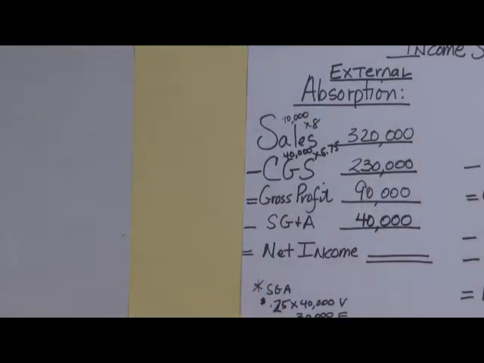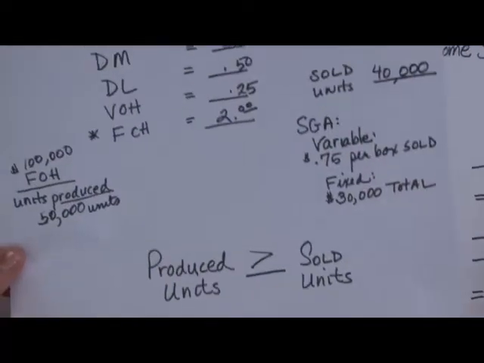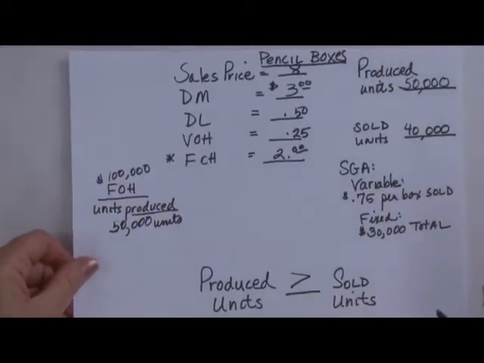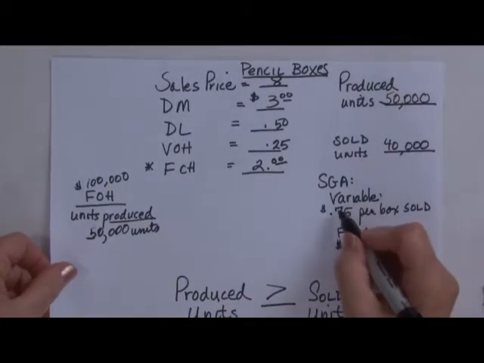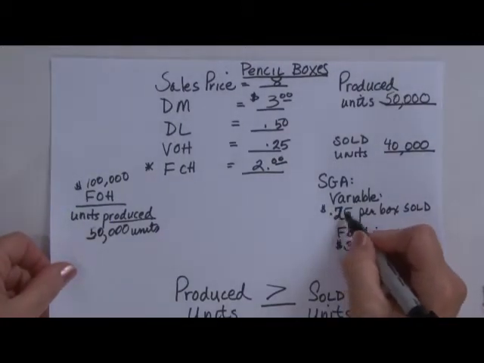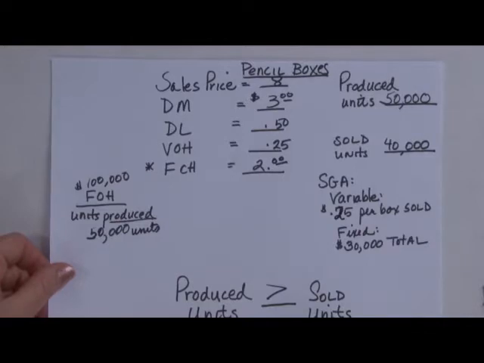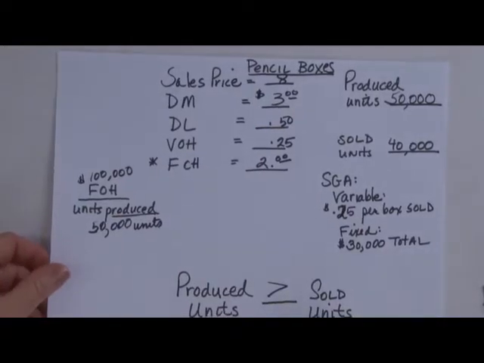Let's go back and correct that on our information sheet where we were putting all this information together. I will correct mine and you can correct yours as well. The variable on our sheet should say 25 cents per box sold, not 75.